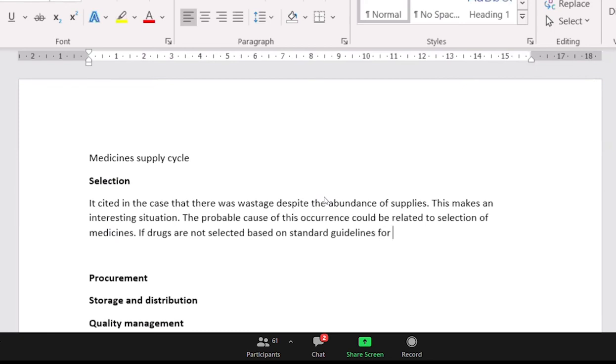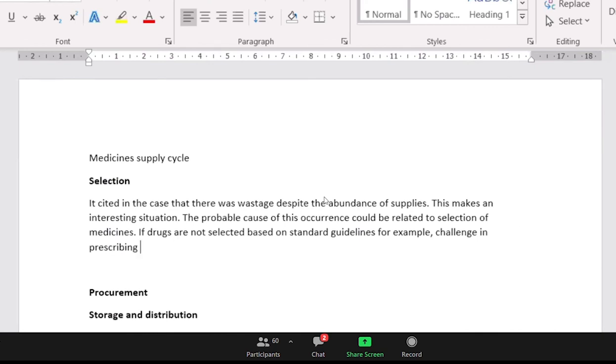For example, okay, challenges in prescribing arise because, let's say, drugs are not selected based on standard treatment guidelines. For example, challenges in prescribing arise, right?